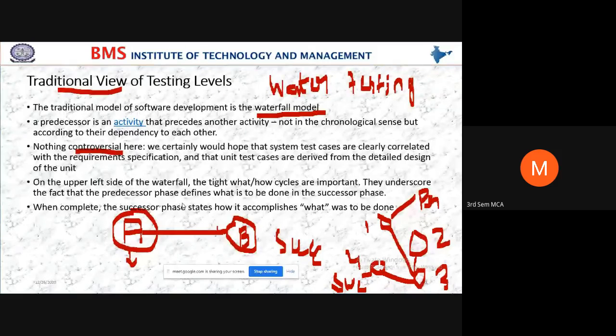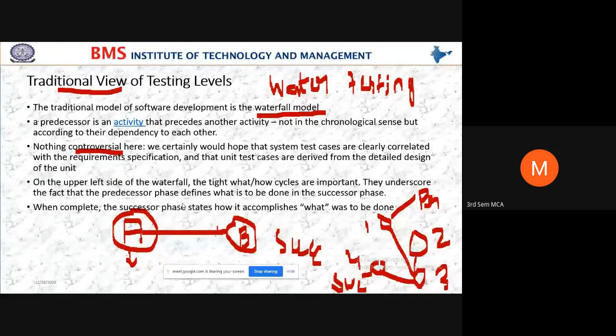Okay, so in the traditional view of testing levels, the traditional model of software development is the waterfall model. Before we start this, what are the phases of the waterfall model, students? Requirement specification, preliminary design, detailed design, coding, implementation, testing, and maintenance. These are all the phases of the waterfall model.